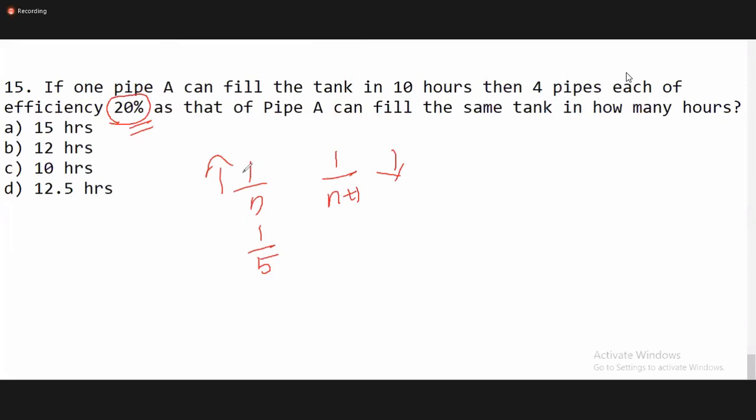Please handle the situation like this. Okay, please understand. If 1 by n increases, that will decrease by 1 by n plus 1. If 1 by n decreases, the other value will increase by 1 by n minus 1. Yes or no? Guys, look here. The four pipes have an efficiency of 20% of A each. Together, they have an efficiency of 80% of A.